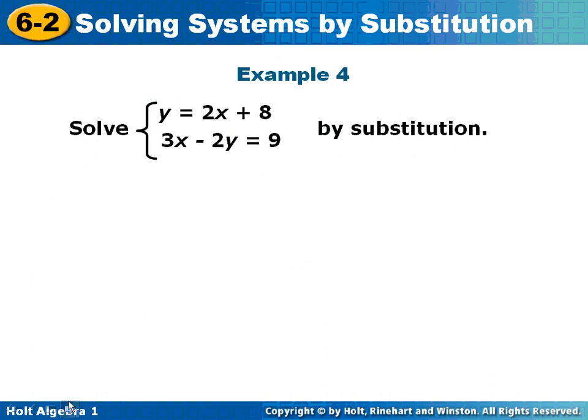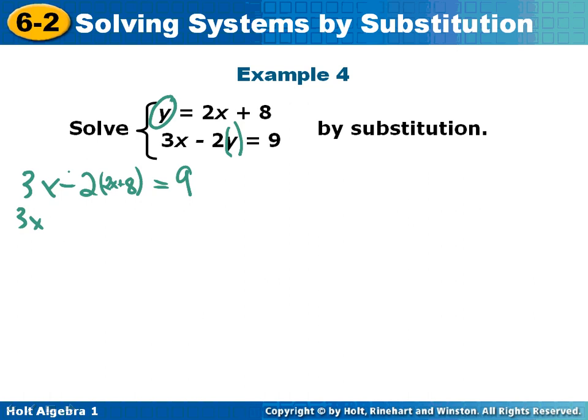Write down example 4. I notice the y is by itself, so I'm going to take the y and substitute it in for the y at the bottom. I'm going to rewrite 3x minus 2, drop the y, equals 9. And in place of the y, I'm going to fill in 2x plus 8.